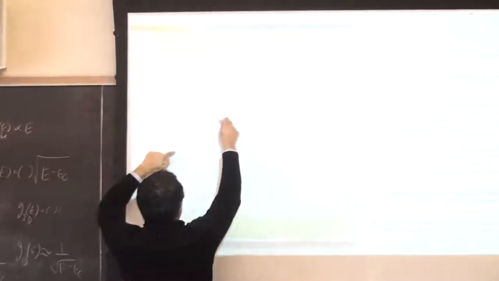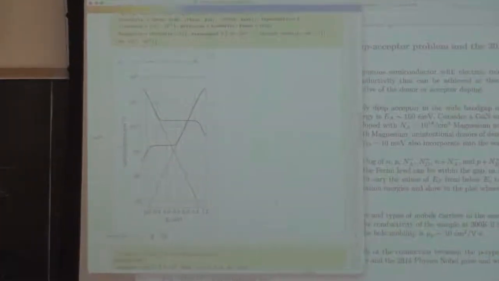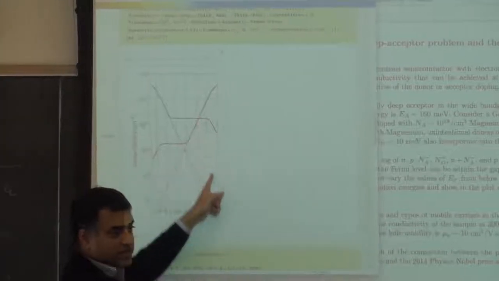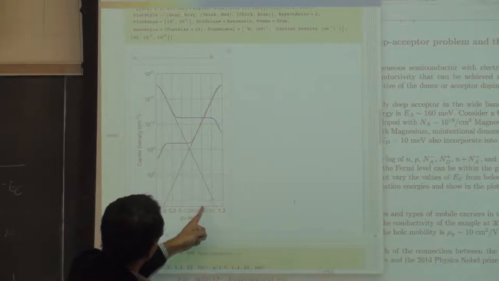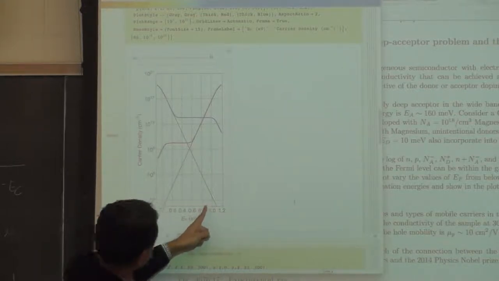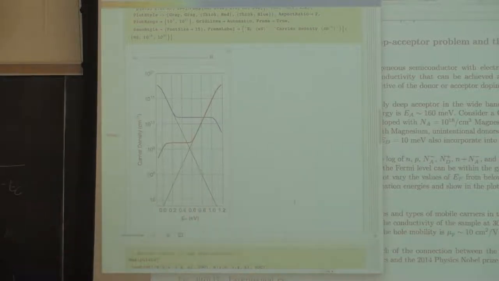And so the red and the blue lines are the left and the right-hand sides of this equation. And wherever they overlap, that's where the Fermi level is. Makes sense? So in this case, the Fermi level is close to the conduction band, and it's about 0.9 eV from the valence band, for example, right? And you can change it.